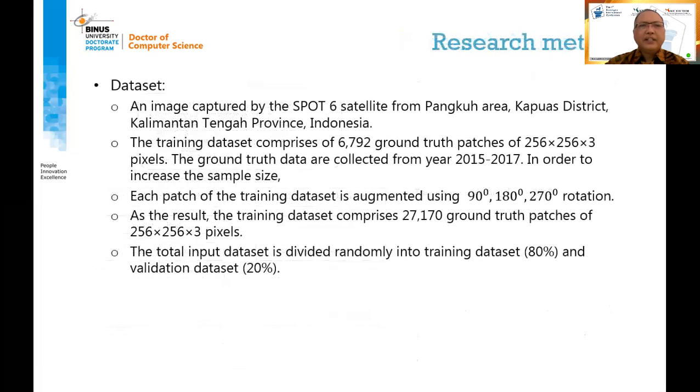All right. In this research, the data set is an image captured by the SPOT 6 satellite from Pangkuh area, Kapuas District, Central Kalimantan Province of Indonesia. Initially, the training data set comprises 6,792 ground truth patches, with the size 256 × 256 × 3 pixels.